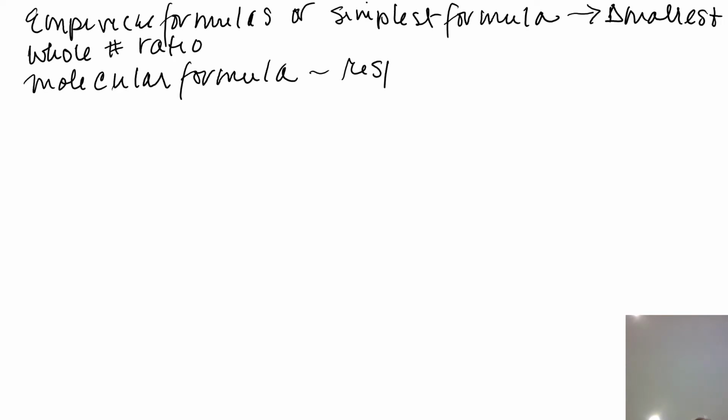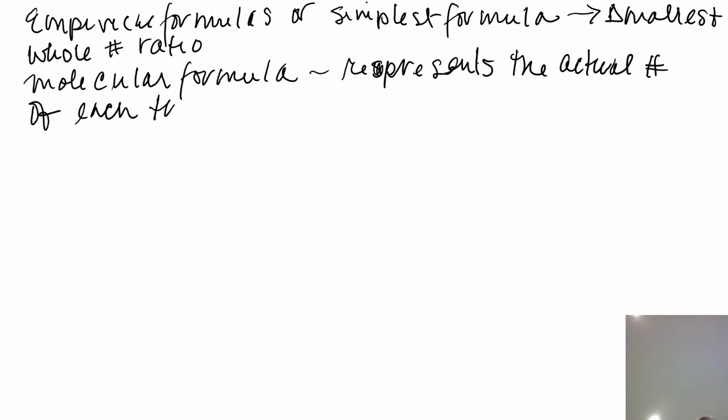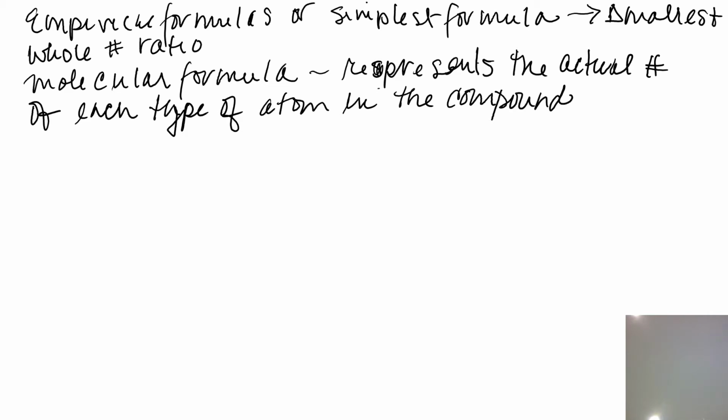This represents the actual number of each type of atom in the compound. Okay? The molecular formula is always going to be a multiple of the empirical formula. So let's look at some examples. Molecular versus empirical.